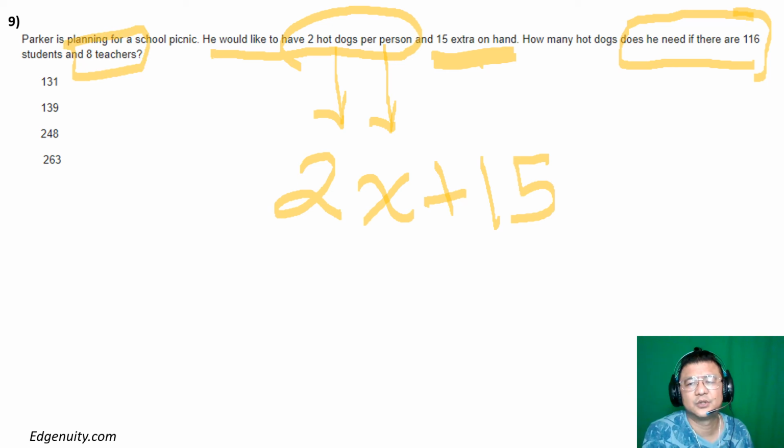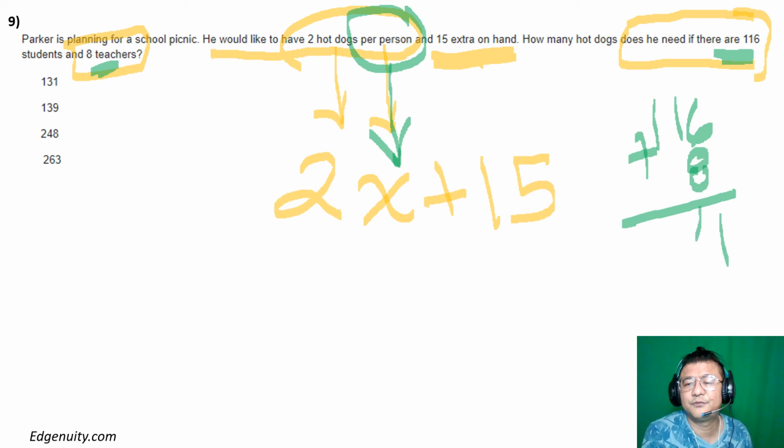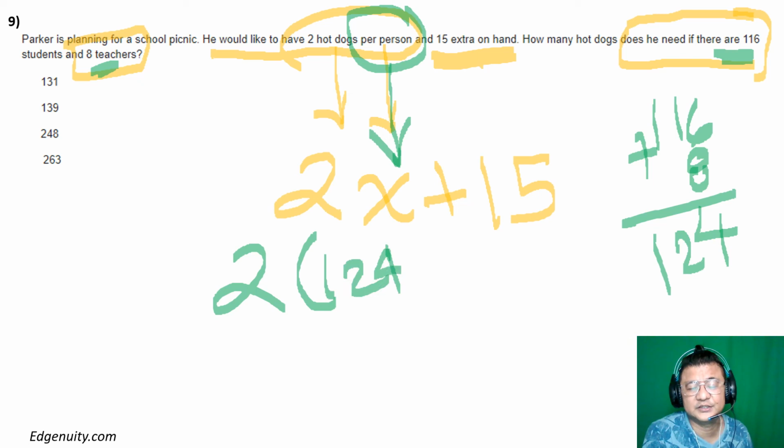So 116 students and 8 teachers. Remember, the x represents the person. So how many people are there? Is it only the students or including the teachers? What do you think? Yes, together. 116 plus 8 is 124. So there are 124. Where do I plug that? 2 times 124. That's the number of people who will get 2 hot dogs each. And then add your extra 15.